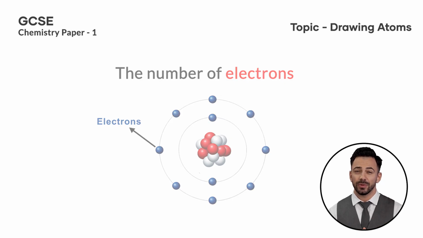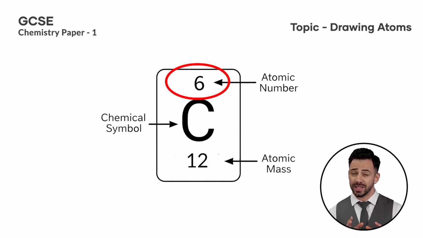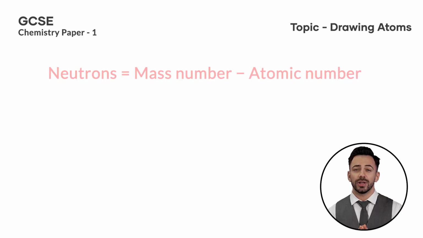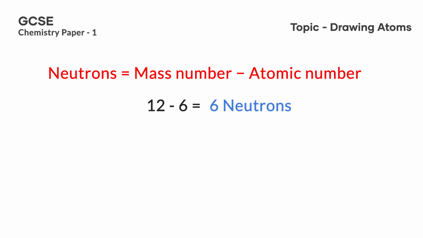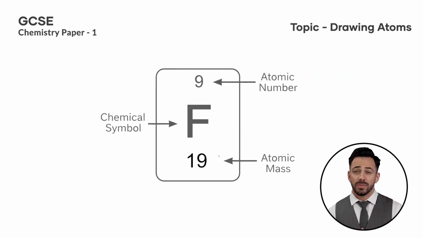Let's try an example. Carbon has an atomic number of 6 and a mass number of 12. So how many neutrons does carbon have? We use this rule. Neutrons equals mass number minus atomic number. So 12 minus 6 gives 6 neutrons. Now let's practice with fluorine.